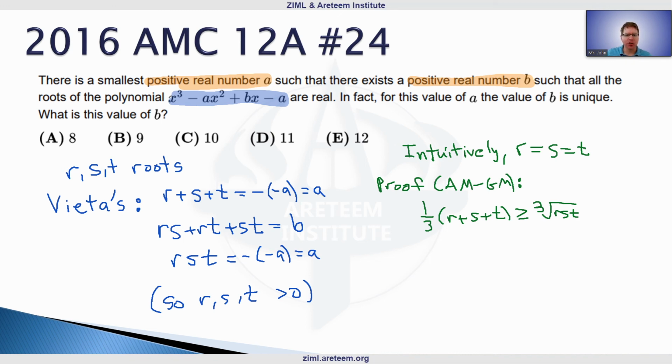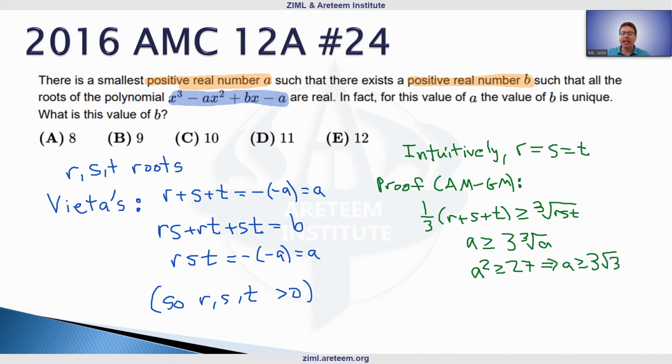So what does this say in terms of our problem? Well, the sum is a, the product is a in this case. So this tells us that a over 3 is greater than or equal to the cube root of a. All right, we have all positive numbers, so cube both sides, divide by a on both sides. This tells us that a squared is greater than or equal to 27. So this tells us that a is greater than or equal to 3 root 3 in this scenario, right?